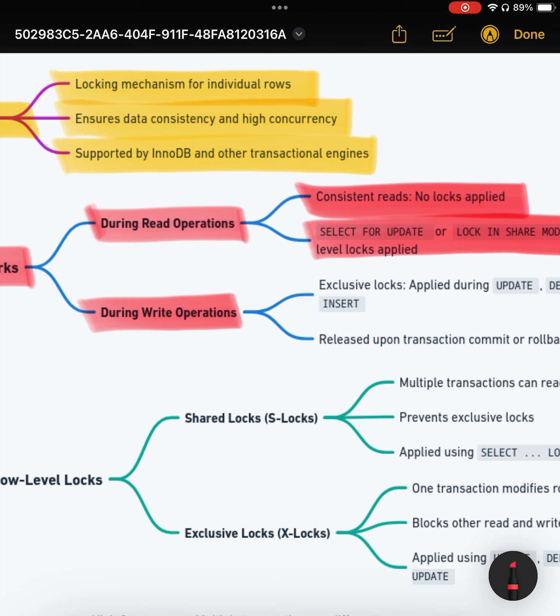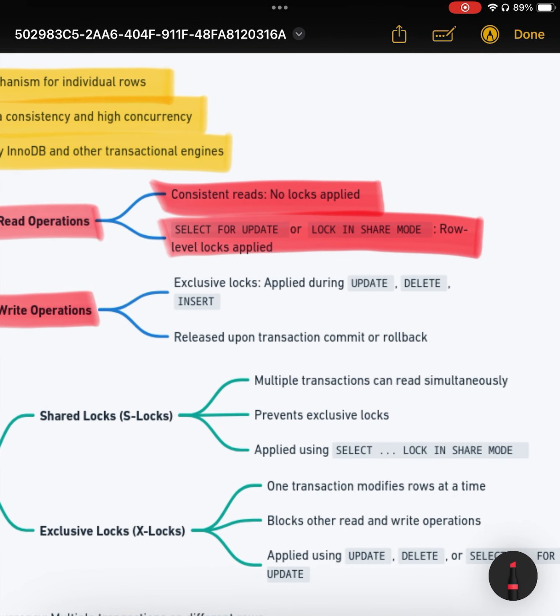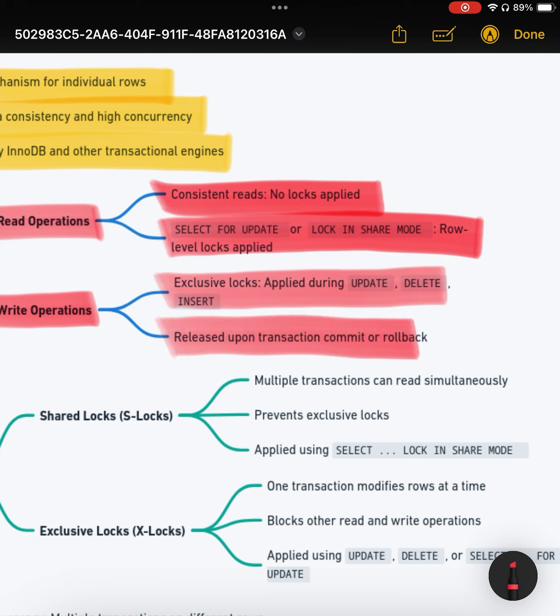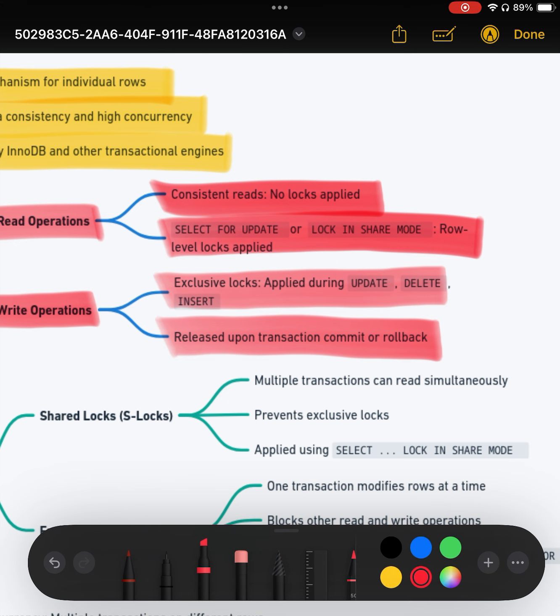During write operations, when performing update, delete, or insert, exclusive locks are applied to the specific rows being modified. Other transactions are blocked from accessing these locked rows. The locks are released when the transaction is committed or rolled back, ensuring atomicity.